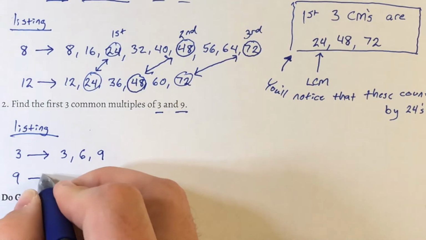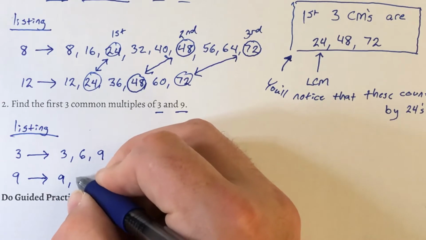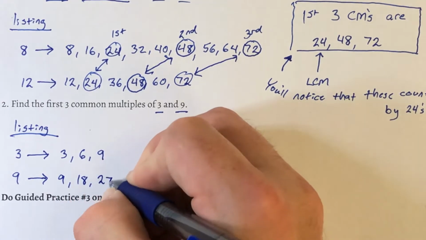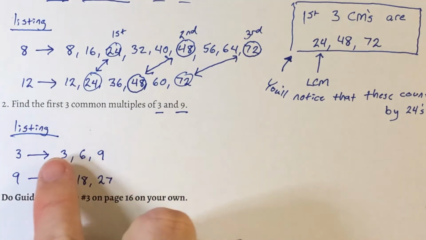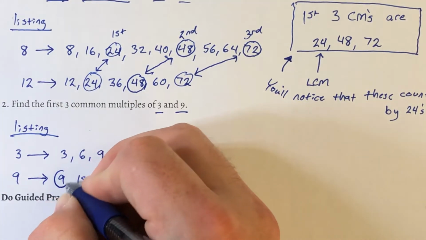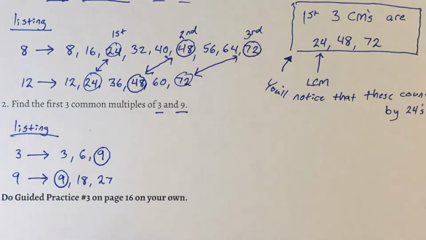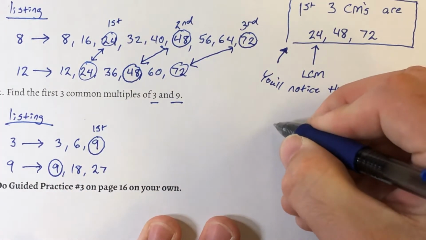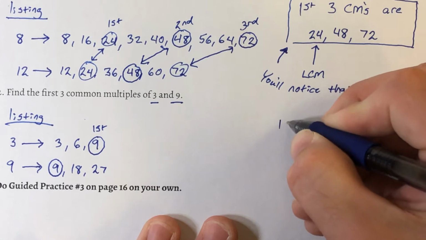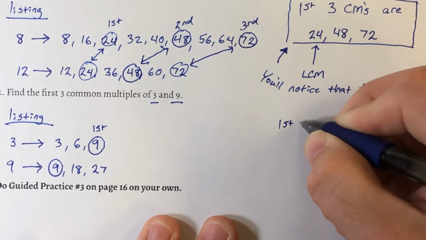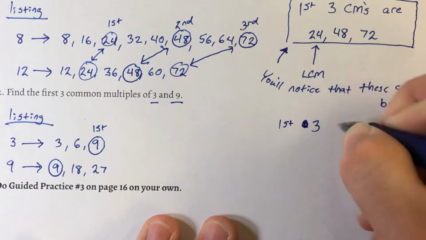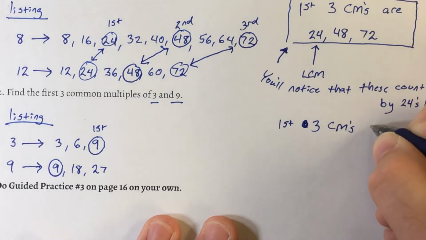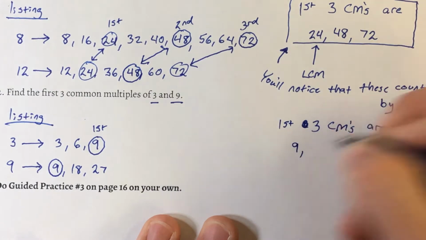Let's go over to our 9s. 9 times 1 is 9, 9 times 2 is 18, and then 27. We stop and see if they have anything in common. They do. They both have 9 in common. So 9 is our first common multiple. It's also known as our least common multiple because it's the smallest one they have in common. Let's go over here and go ahead and start writing our answer. The first three common multiples are, we've got 9.